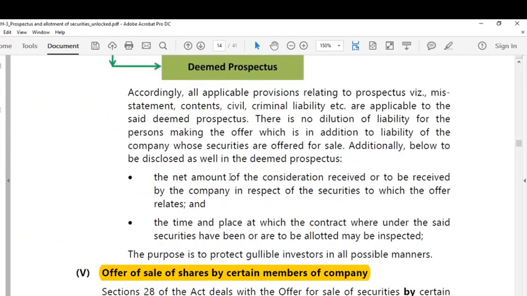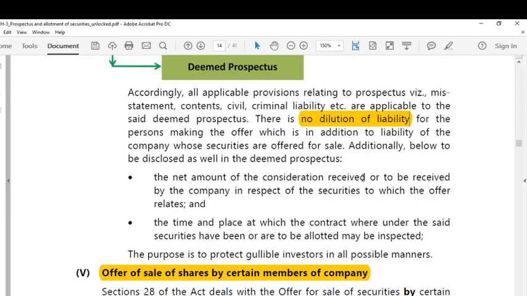Accordingly, all applicable provisions relating to a prospectus like misstatements, contents, civil or criminal liability, etc., are applicable to the said deemed prospectus. There is no dilution of liability for the persons making the offer, which is in addition to the liability of the company whose securities are offered for sale. So no dilution of liability is the highlight here.